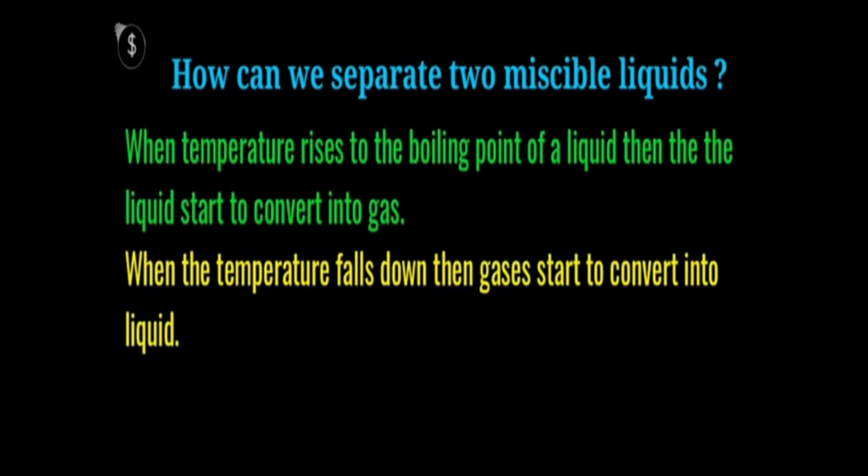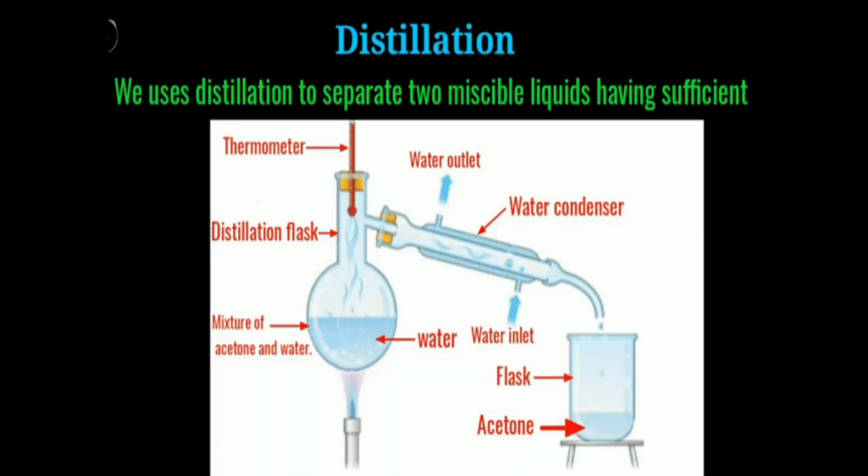So when the temperature rises to the boiling point of a liquid, then the liquid starts to convert into gas. As the temperature rises to the boiling point, it will start converting into gas, and when the temperature falls, the gas converts back into liquid. This is simple, that we know. So how can we do it? We use the distillation technique to separate two miscible liquids.